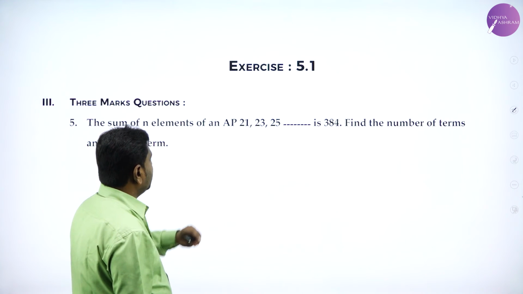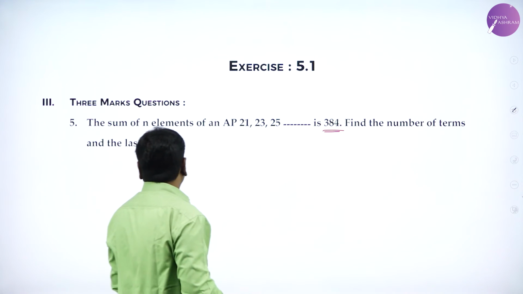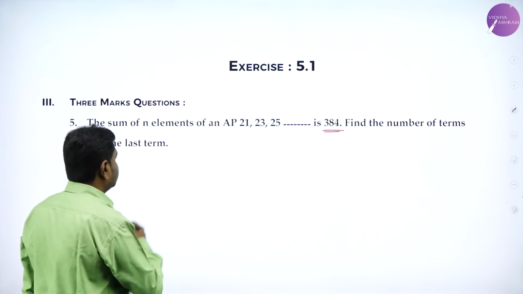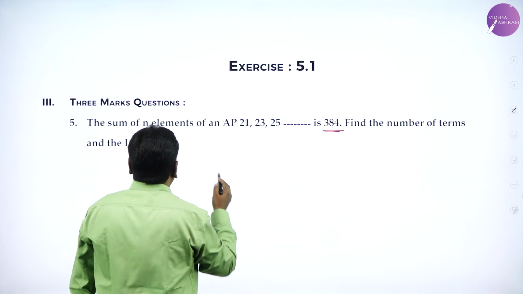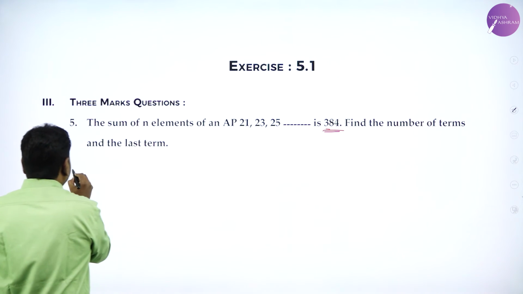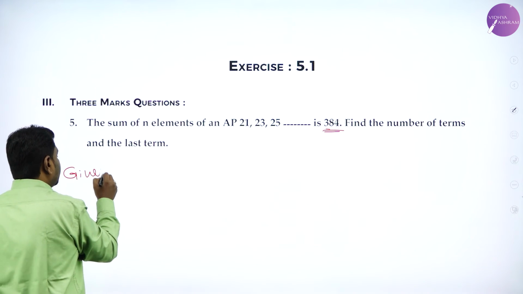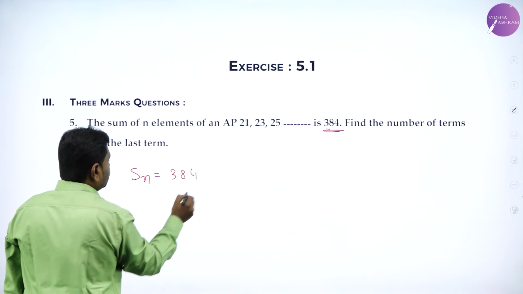The elements of an AP are 21, 23, 25 till 348. Find the number of terms and last term. How to find the number of terms? They give the sum of n terms. So please understand what is given. What is given? They have given Sn. Sum of n terms means Sn. Sn is 384. You know the formula for Sn.